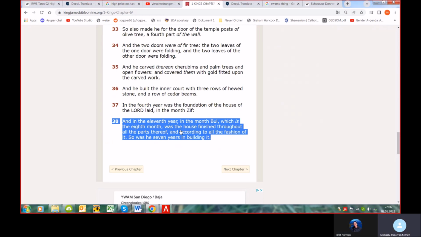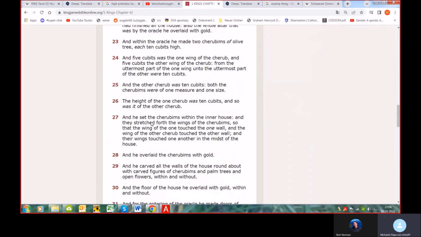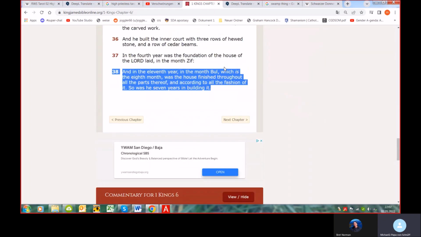So then please remember that when Solomon built the temple for God, the house of the Lord, it had a length of 3 score cubits, and the breadth of 20 cubits, and the height of 30 cubits. And he built on that house of the Lord 7 years, okay?